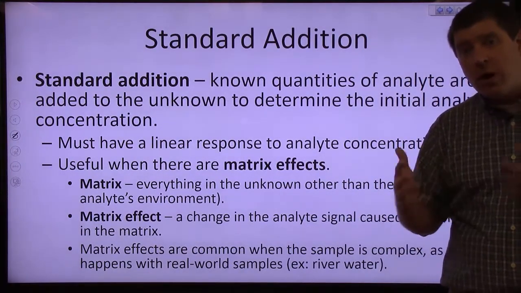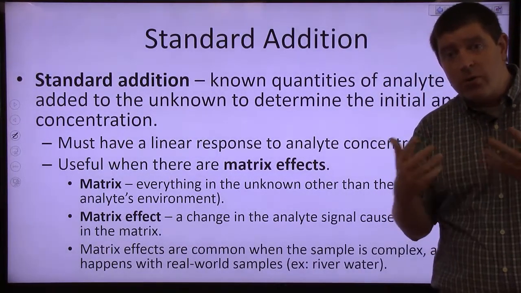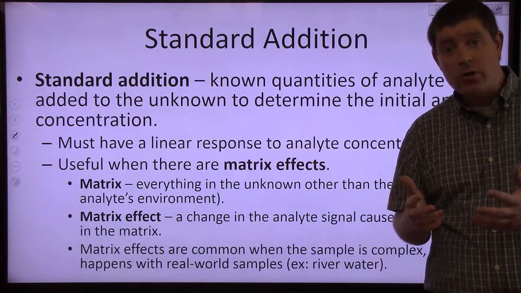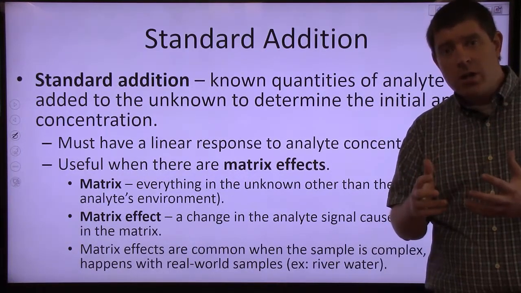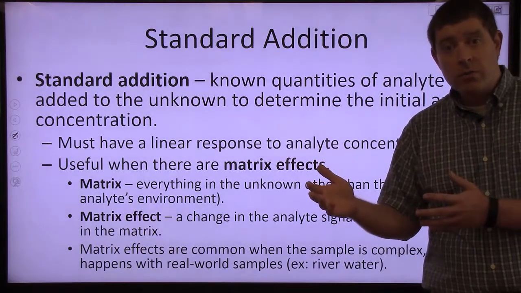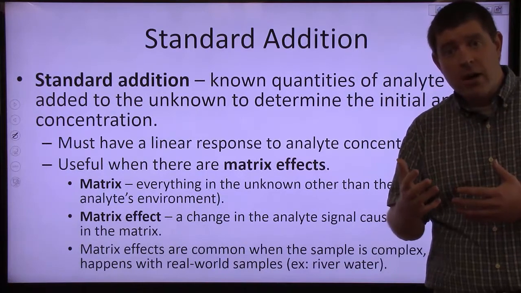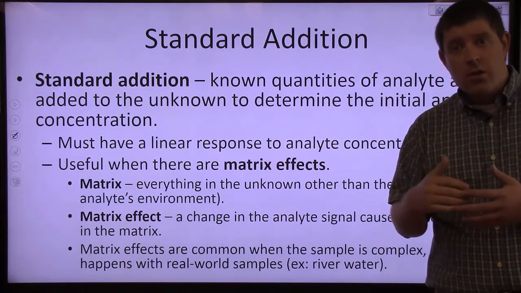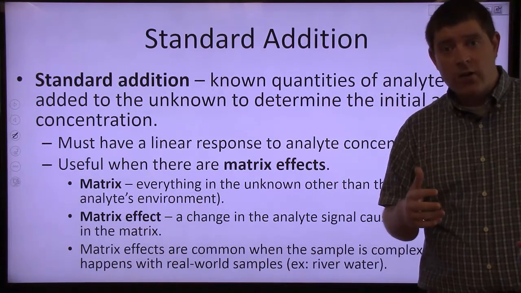As you change what else might be in the sample, what else might be around those molecules that you're actually looking to detect, as we change that environment, we might change the way in which those molecules interact with our instrument. For example, if you have, say, an organic compound and you put a metal in there, that metal may change the molar absorptivity at whatever wavelength you're using to detect that organic compound.